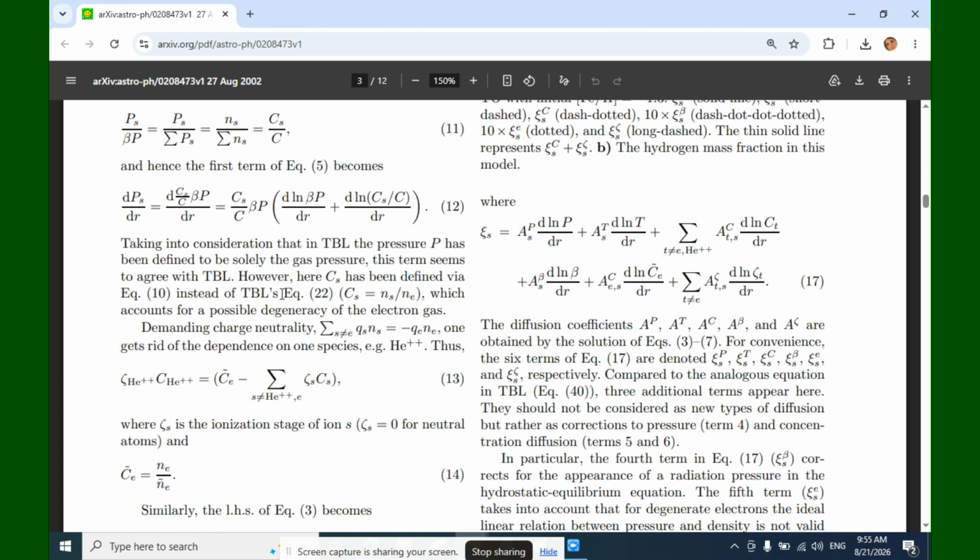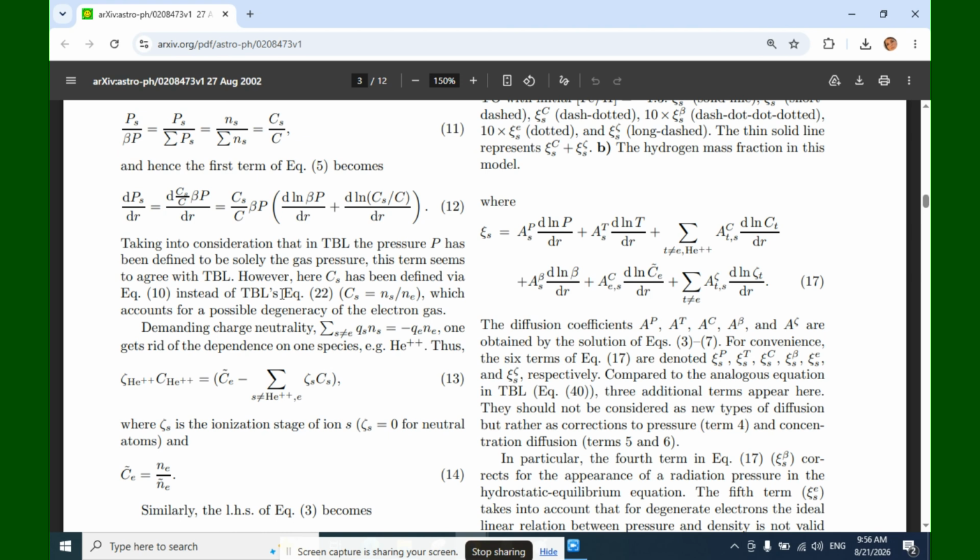Here zeta is equal to zeta s to the power of P dlnP divided by dr plus zeta s to the power of T dlnT divided by dr plus sigma over the lower boundary, s is not equal to e, zeta s to the power of C dlnC divided by dr plus zeta s to the power of beta dln beta divided by dr plus zeta s to the power of e dlnE divided by dr plus zeta s to the power of zeta dln zeta divided by dr. The diffusion coefficients R to the power of P, R to the power of T, R to the power of C, R to the power of beta, and R to the power of zeta are obtained by the solution of equations 3 to 7.